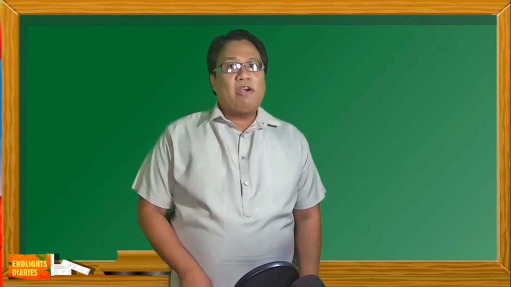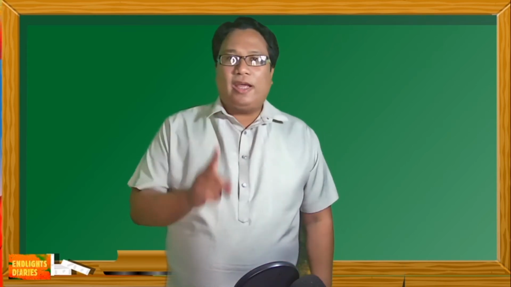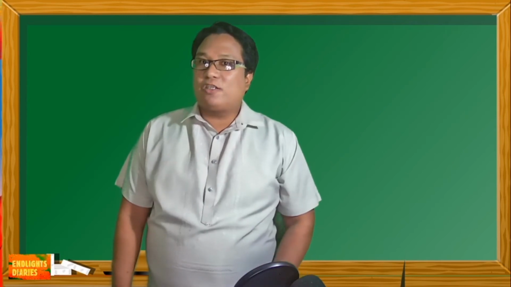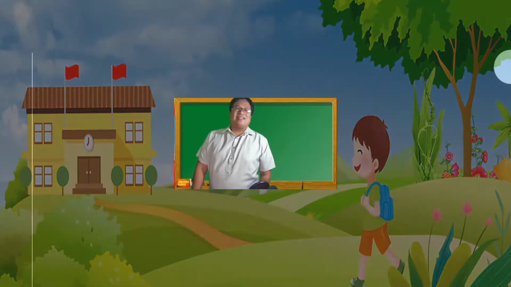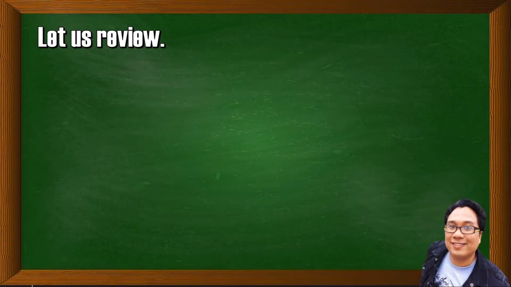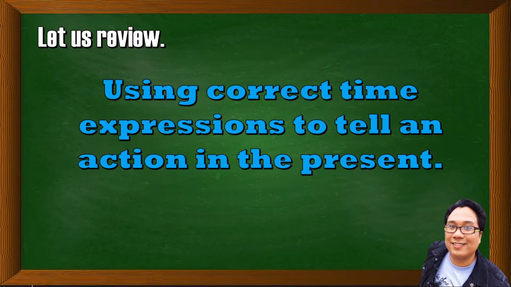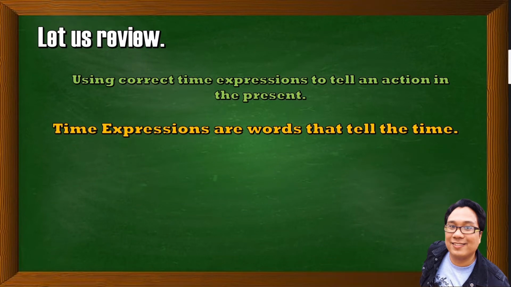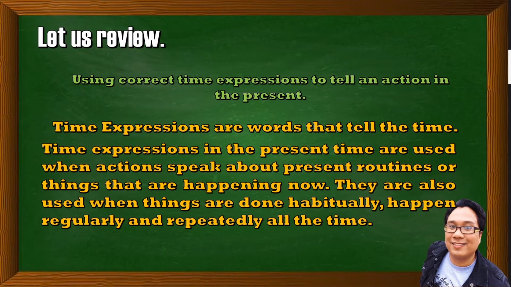Let us have a recap or a review of the lesson that we had last time in English. Do you still remember the lesson we had last time in English? Perfect. Anyone who can give the recap? Great! The lesson we had last time was about using correct time expressions to tell an action in the present. Time expressions are words that tell the time. Time expressions in the present time are used when actions speak about present routines or things that are happening now. They are also used when things are done habitually, happen regularly, and repeatedly all the time.